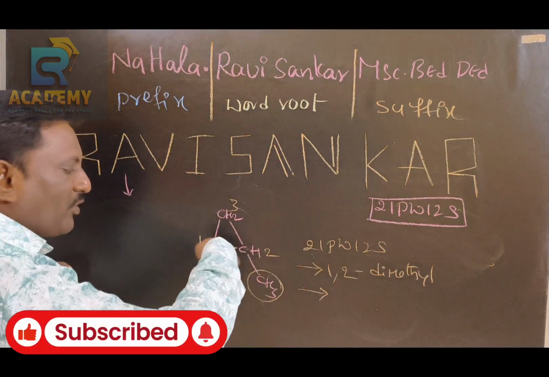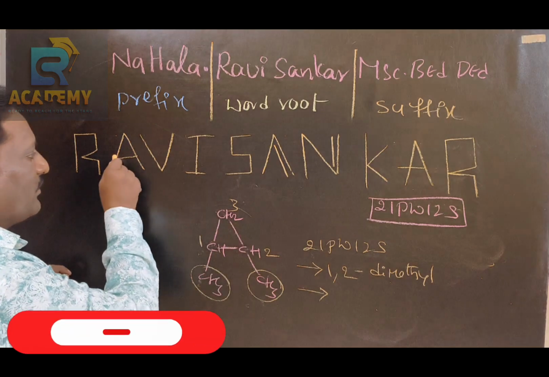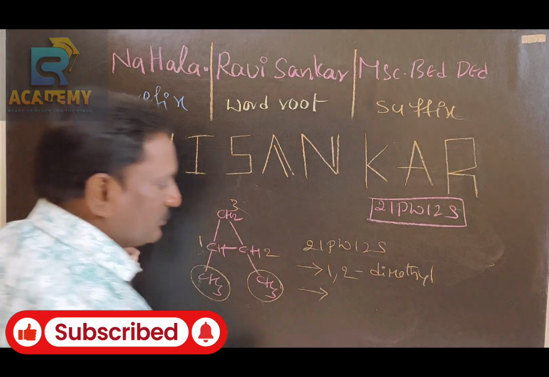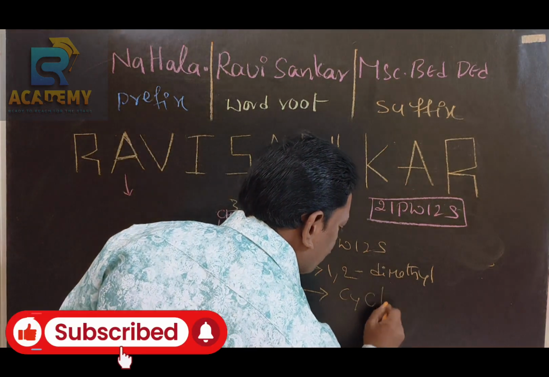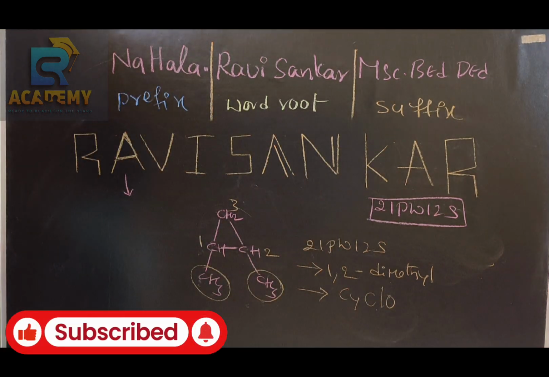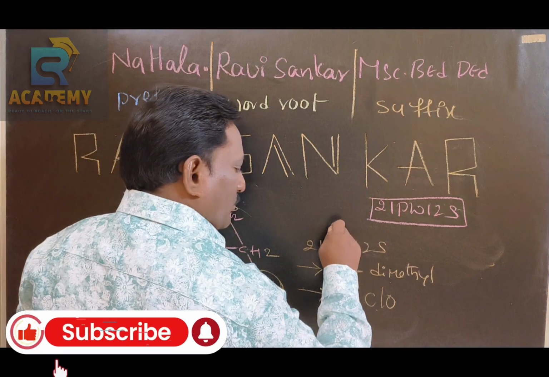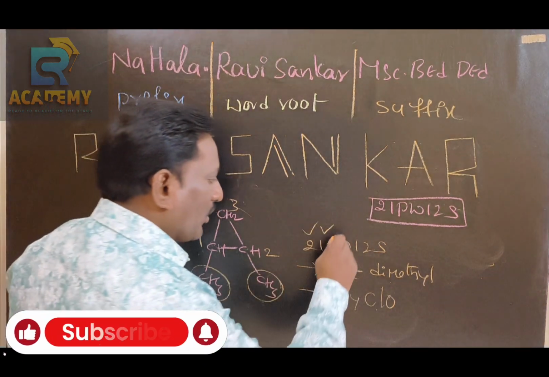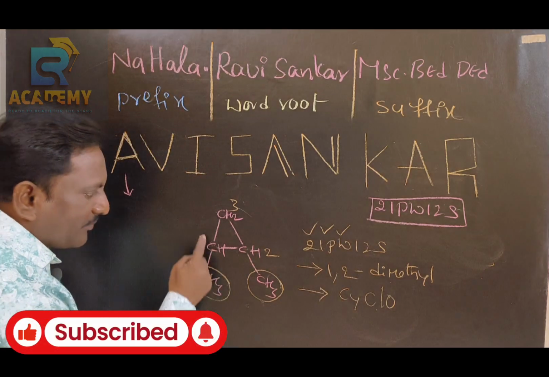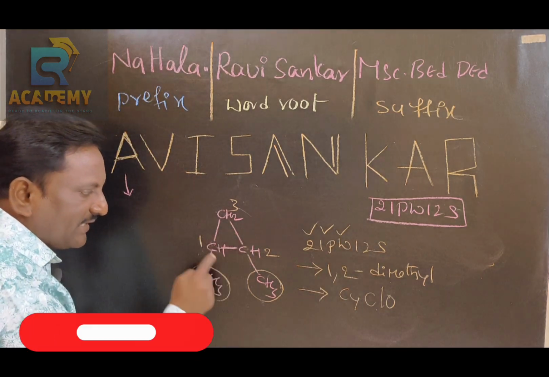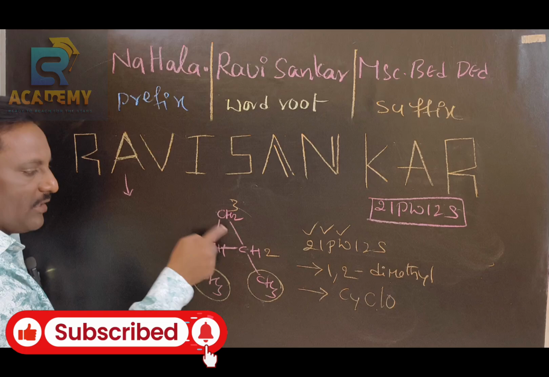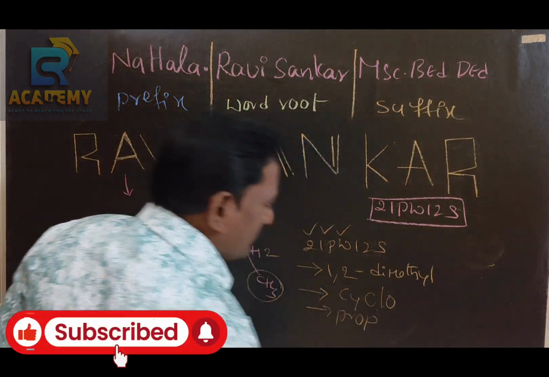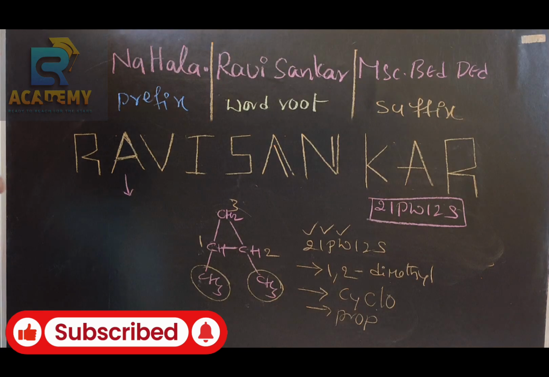Next one. Primary prefix tells us whether the given compound is cyclic or not. It's a cyclic compound. So we should use the word cyclo. Secondary prefix completed. Primary prefix completed. Word root: how many carbon atoms are in the parent chain? 3 carbon atoms. So pro.